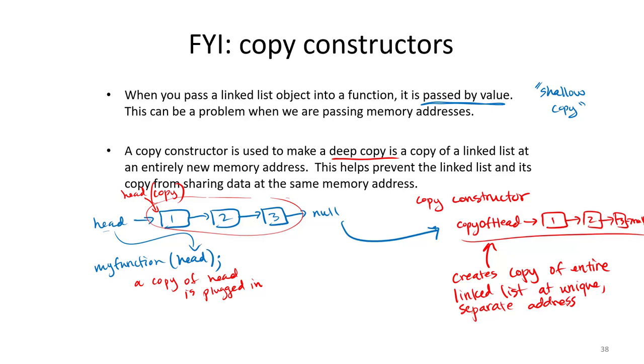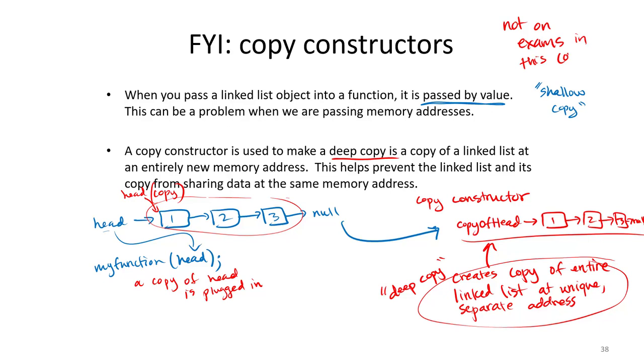So this is really important for data protection. It prevents our copy and our original linked list from sharing data at the same address, so it can help protect from errors and other problems. So this copy of the linked list at its own unique separate address, that's called a deep copy. I'm not going to ask you about this information on exams in this course, but you'll definitely want to know about shallow and deep copy if you take more advanced programming courses such as data structures class.